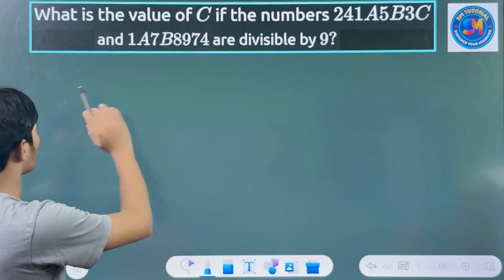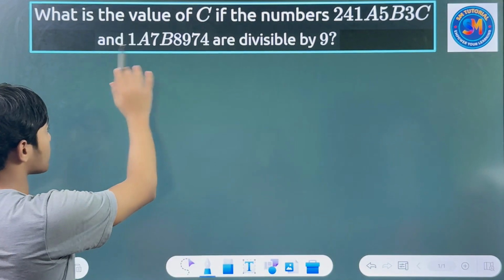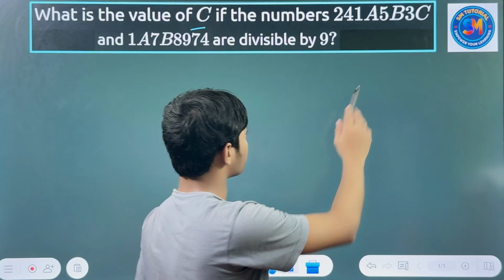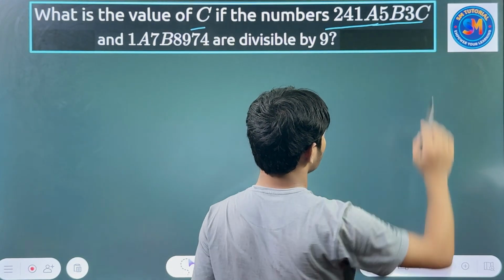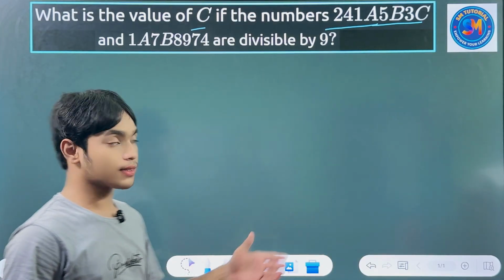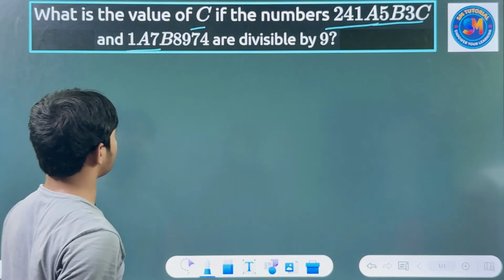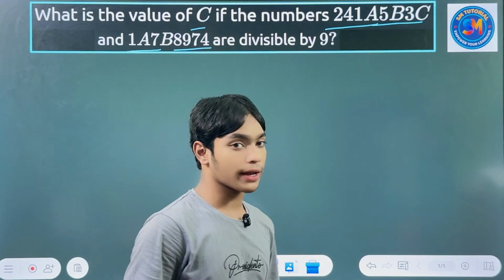You can see, let's read the problem first. What is the value of C if the numbers, here is one number, this is 241A5B3C, and then 147B8974 are divisible by 9.